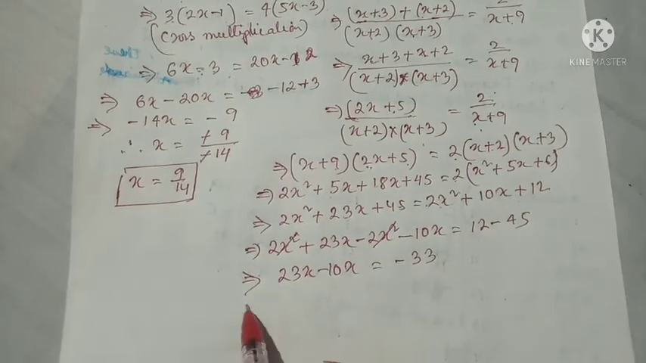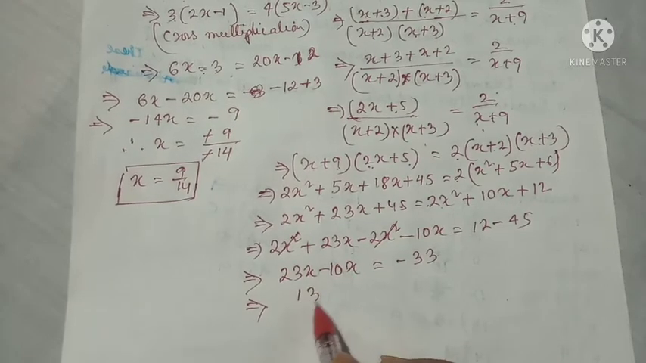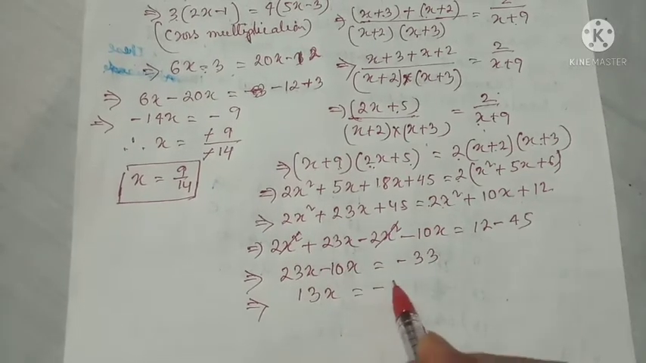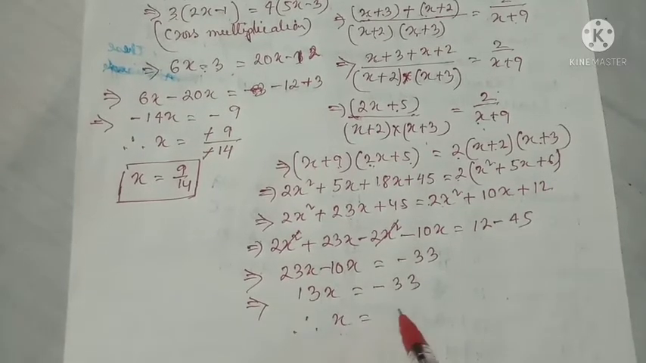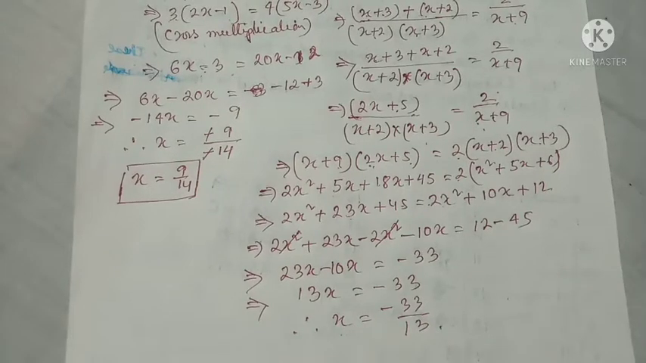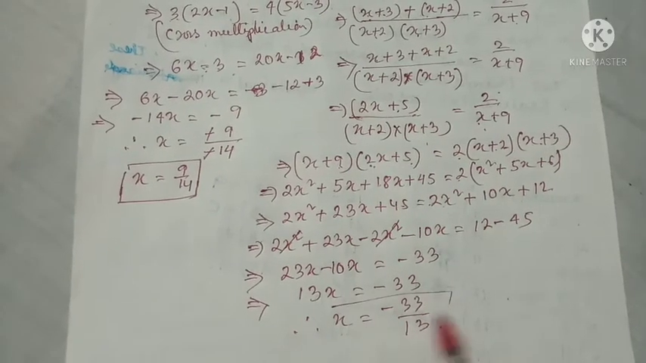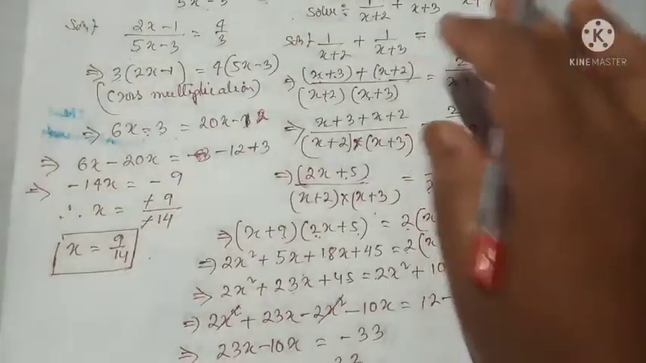Here comes 13x is equal to minus 33. If you find the value of x, x equals minus 33 by 13. The required solution is minus 33 by 13. So minus 33 by 13 is the required solution of this given equation.